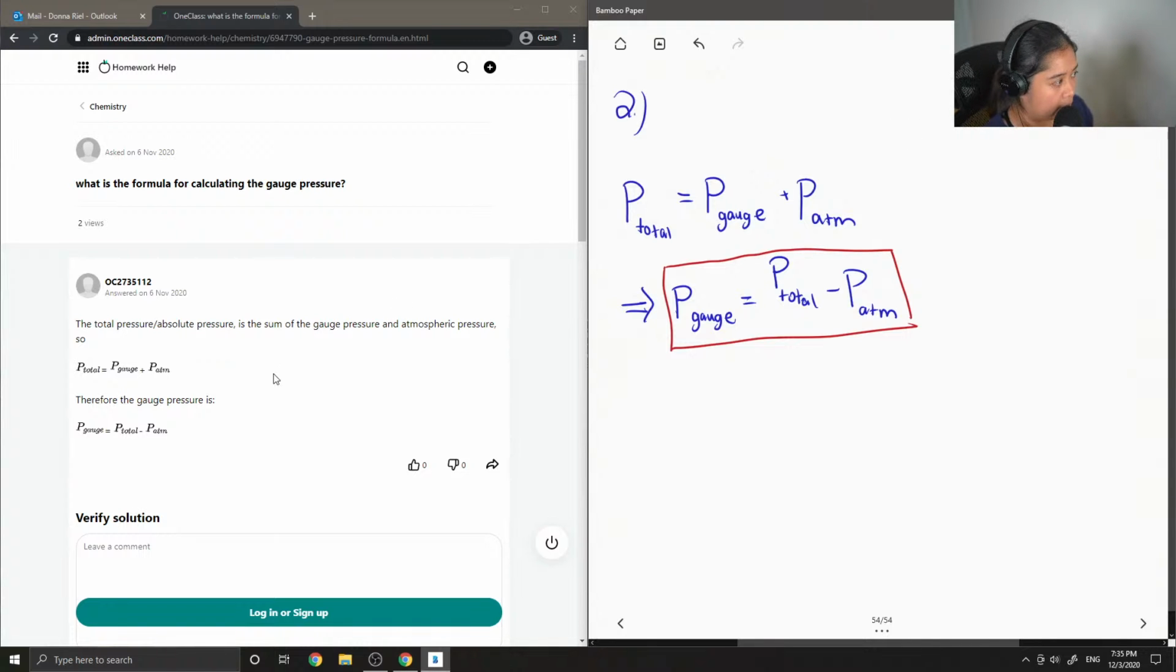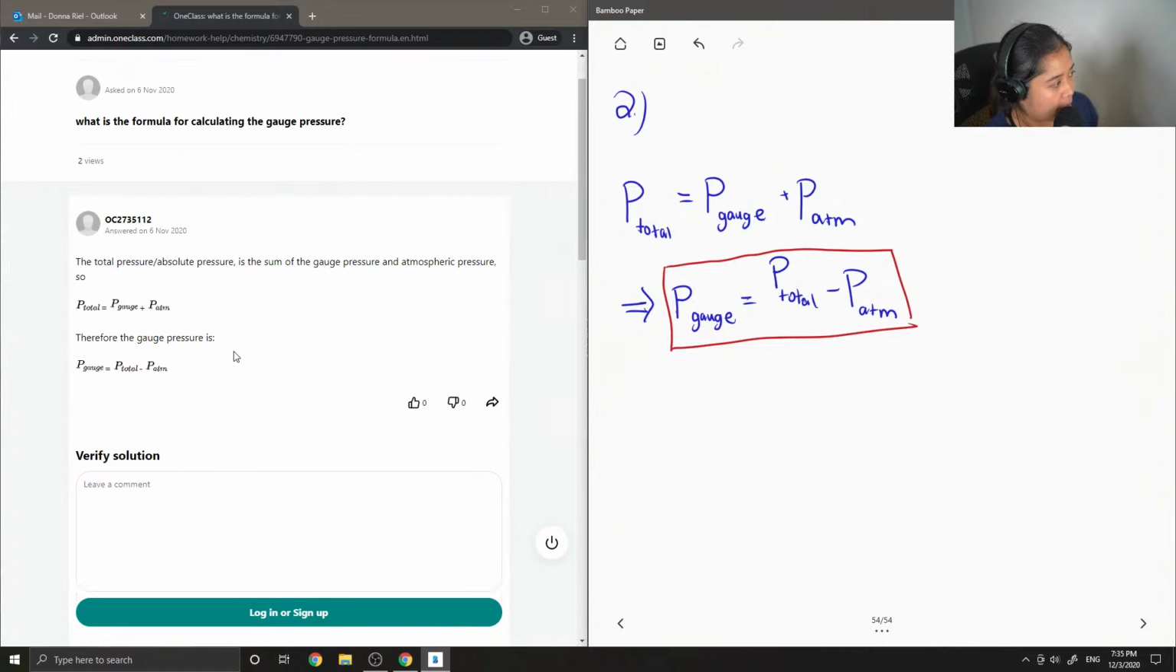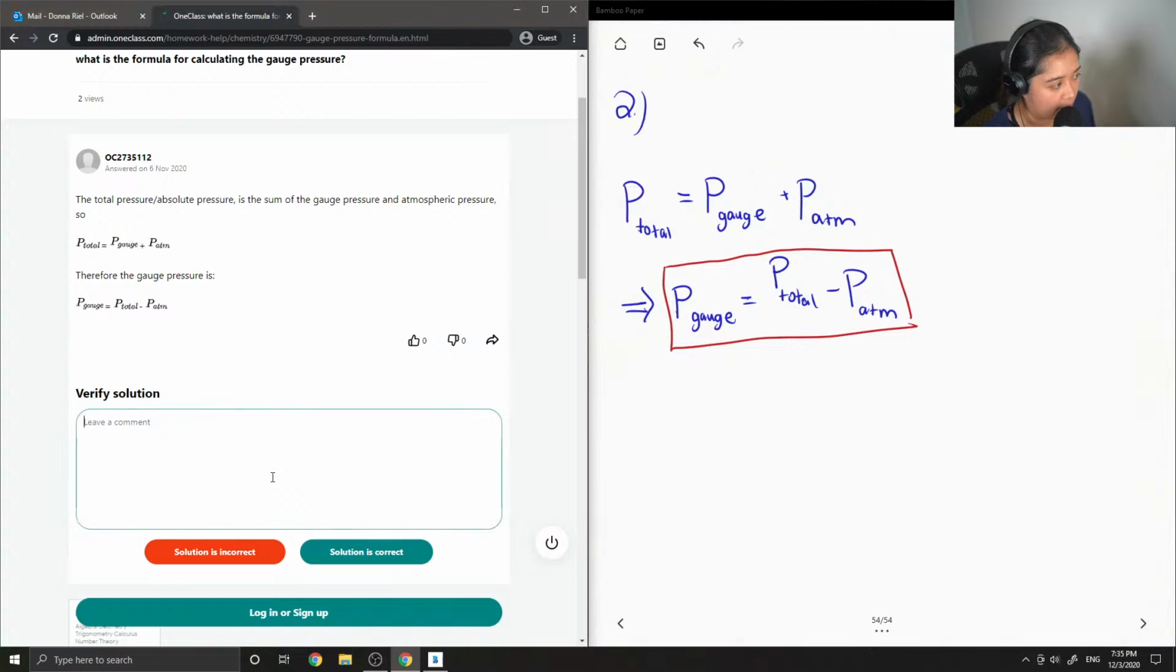Okay, so this is the formula for calculating the pressure in the gauge. The junior tutor said the total pressure, or absolute pressure, is the sum of the gauge pressure and atmospheric pressure. So P total is equal to P gauge plus P ATM. Therefore, the gauge pressure, P gauge, is equal to P total minus P ATM. Yep, so the solution is correct.